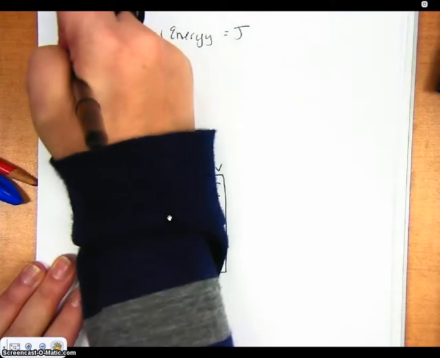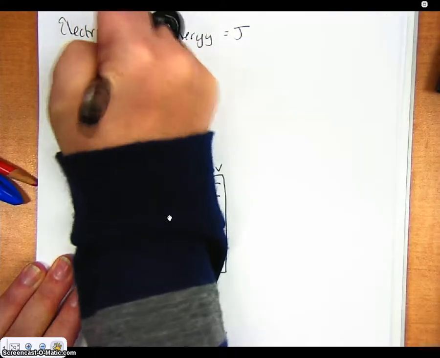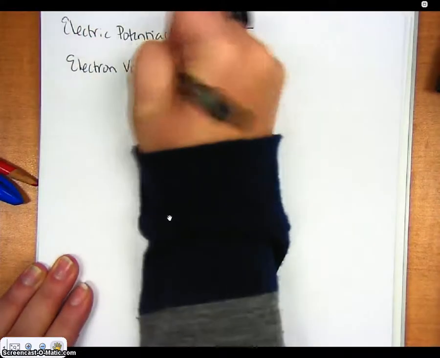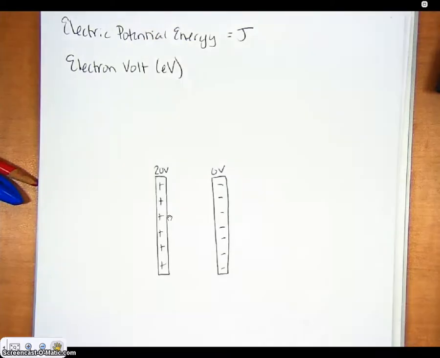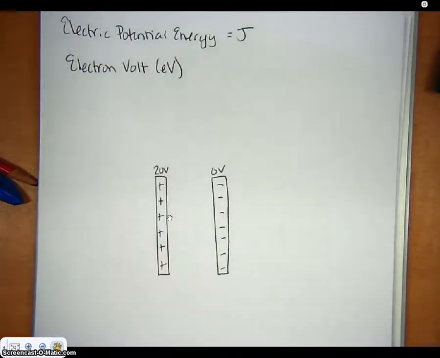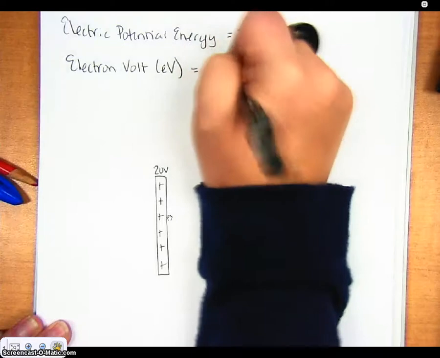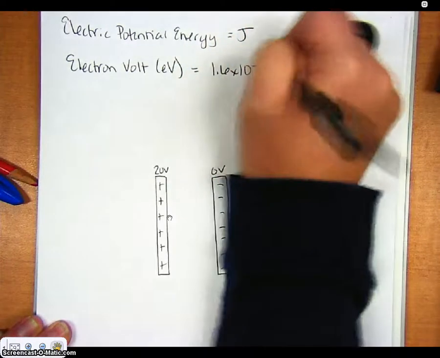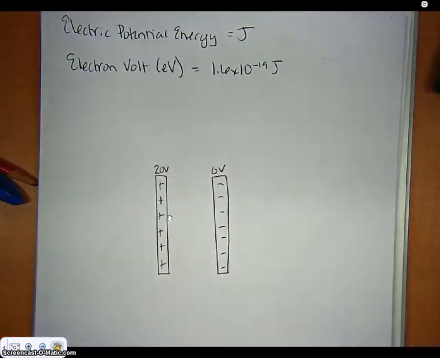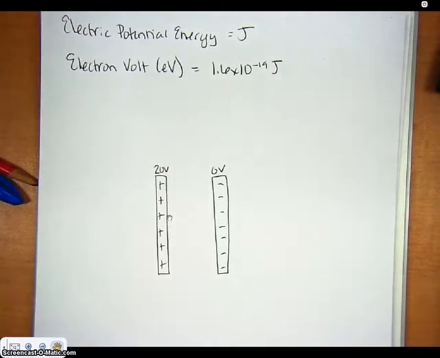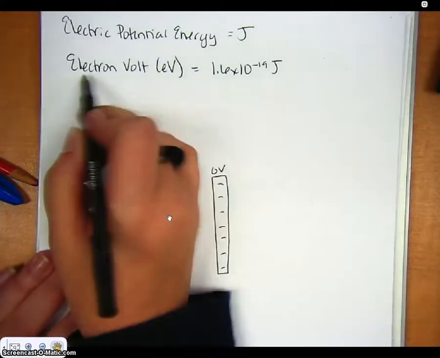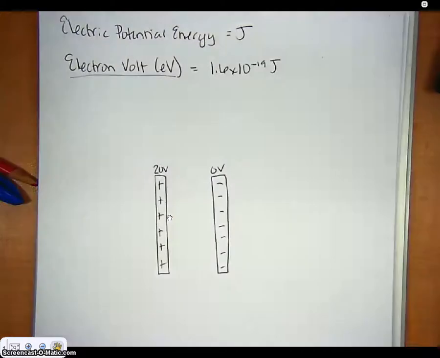So another unit is the electron volt, eV, and the conversion is that 1 electron volt is equivalent to 1.6 times 10 to the negative 19th joules, which, remember, is also the charge of an electron. So you can remember that value. Just keep in mind that sometimes electrical energy will be given in electron volts.